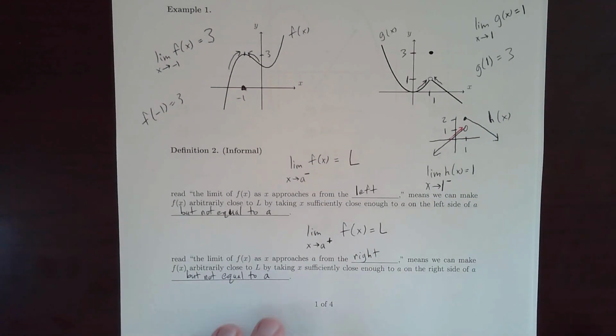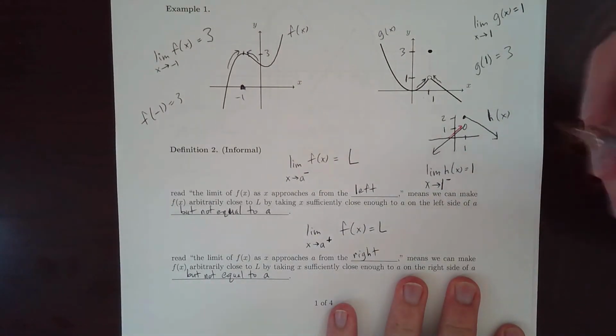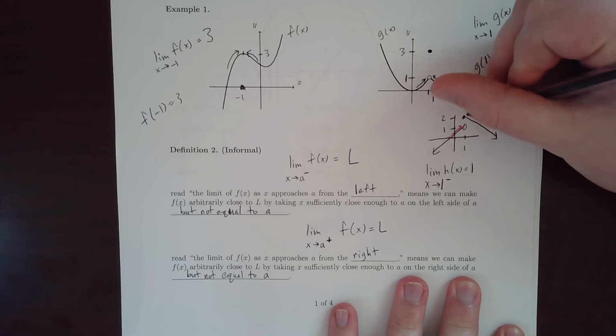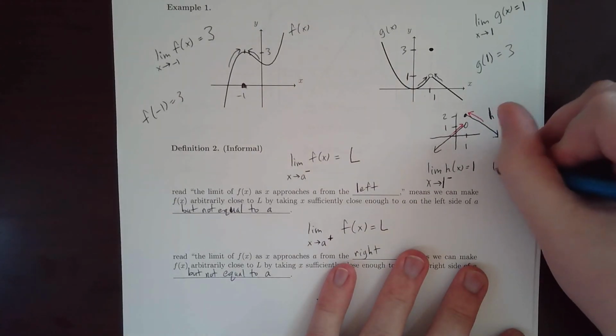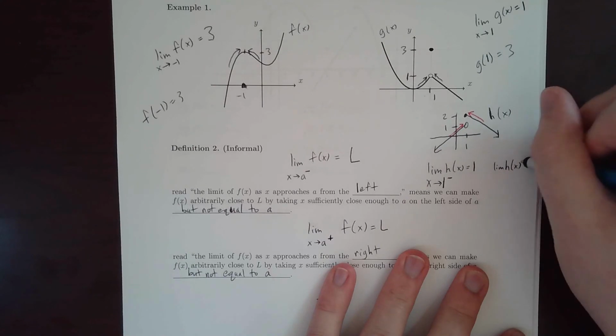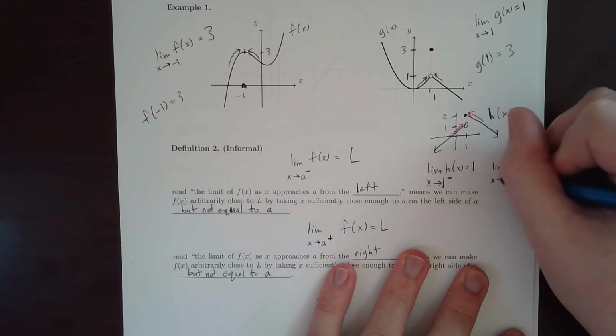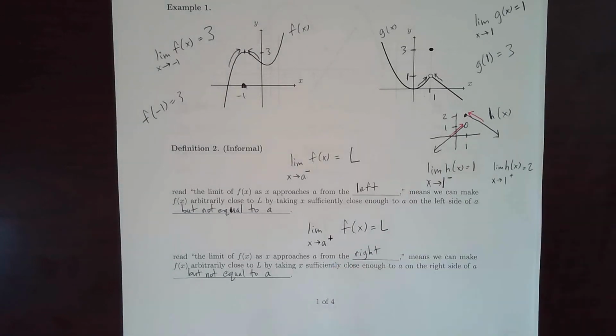And so again, looking at this example, if we looked at x values on the right of 1, we got closer and closer, it looks as though the y values are approaching 2. So we would say the limit of h of x as x approaches 1 from the right would be 2. So those would be the two different limits we would be looking at.